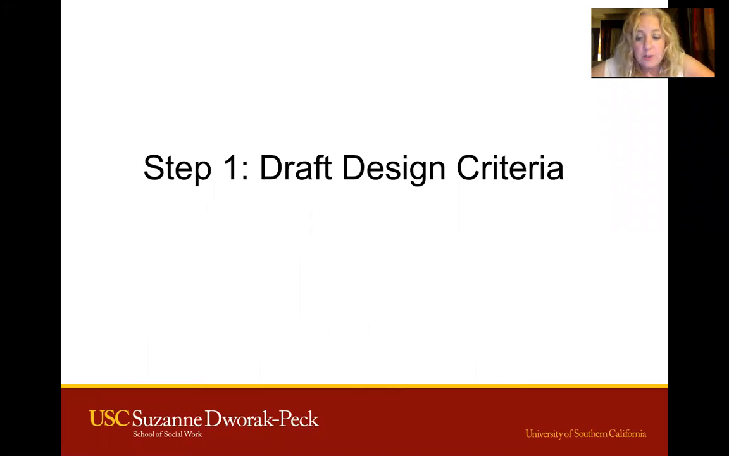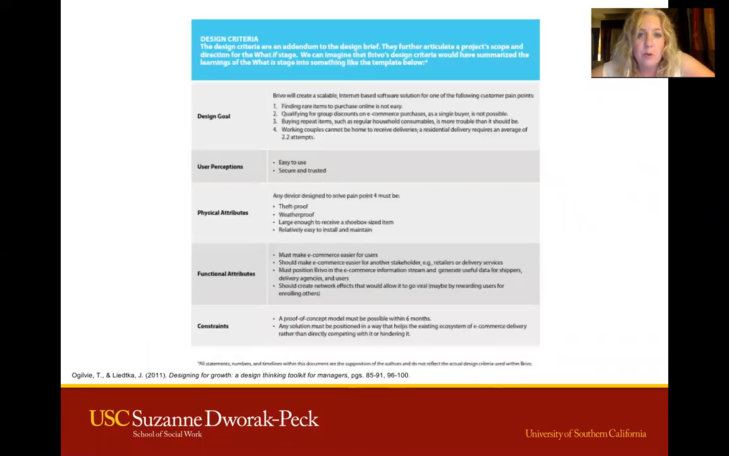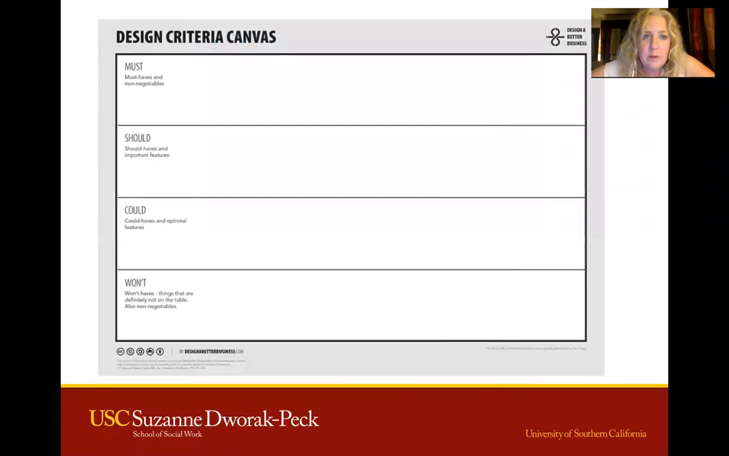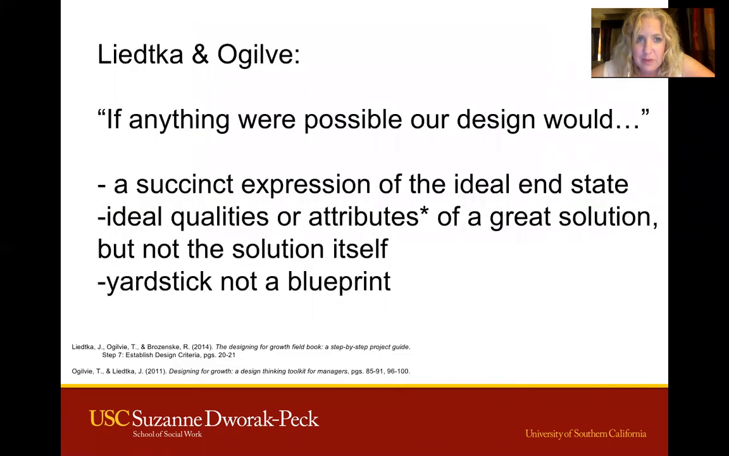So your first step is that you want to draft the design criteria. And there are a number of tools you can use. There's no right or wrong way to do it. This one model I wanted to show you, it's from the Ogilvy and Leitka book, Designing for Growth, a design thinking toolkit for managers. It's available for free via the USC library. So feel free to pull this one and play with it if you like the format. We're going to do a little work in the design criteria canvas, a very simple way of breaking down criteria across must, should, could, and won't. And I'll show you a way to up the innovation ante in a moment.